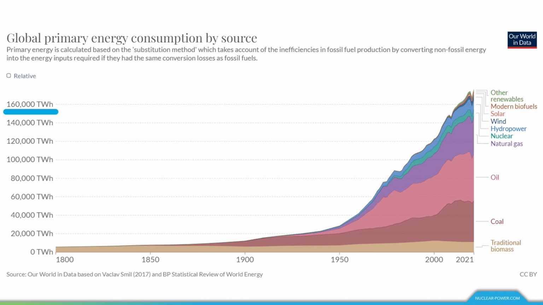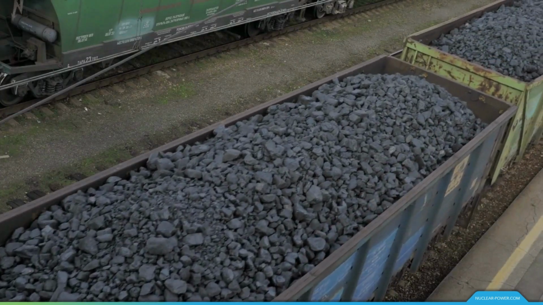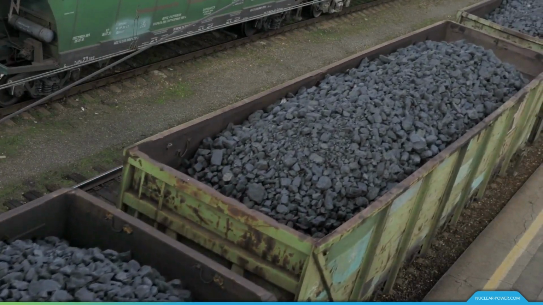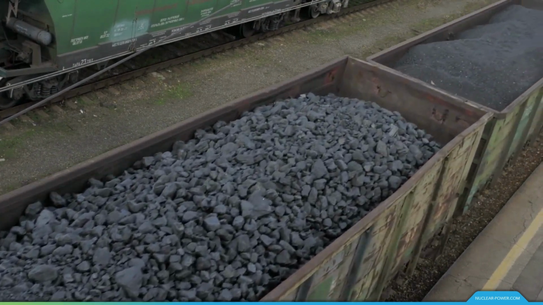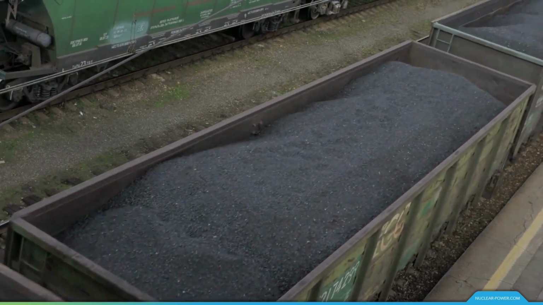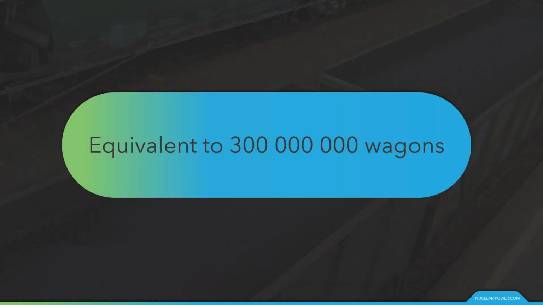To illustrate, we'll convert the whole thing to coal. Assuming that the calorific value of hard coal is 24 gigajoules per metric ton, then we are talking about the equivalent of 24 billion metric tons of coal. That's about 20 billion cubic meters. This is equivalent to 300 million wagons of coal. Just imagine it. Back to the chart.